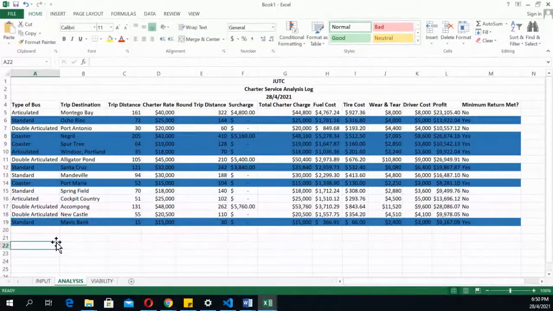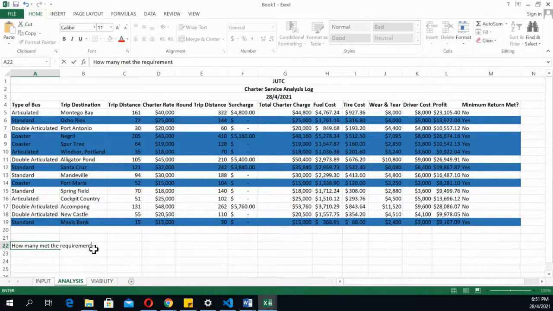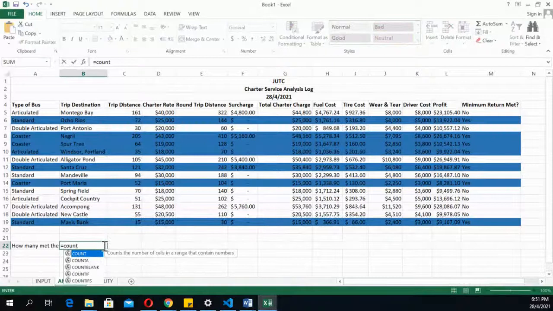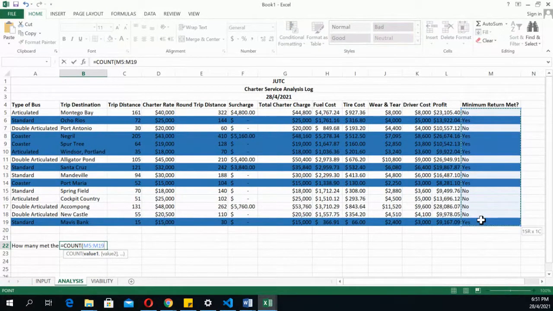all right, so how many of them? So this is the part that I think Mikhail was saying, to tell me how many people met the requirement. So in this case, we would use a count. So how many? We would say equal count. And we count in this row.